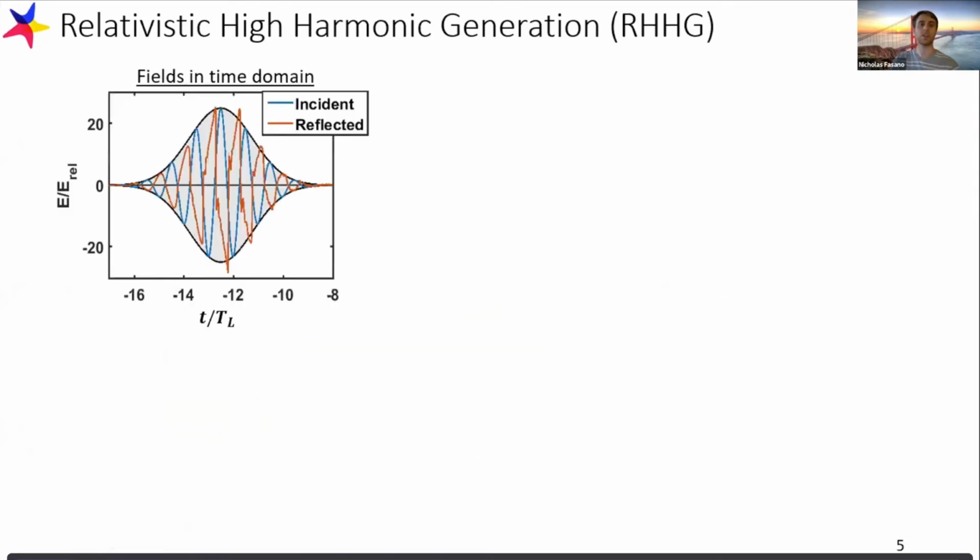So here I show the generation process from PIC simulations to illustrate it a bit more clearly. We start off with a femtosecond laser pulse, which is given by the blue curve. We reflect it from a plasma mirror, and we look at the reflected beam. We see that the reflected beam is a bit distorted and has this triangular waveform, which is indicative of high-frequency generation.